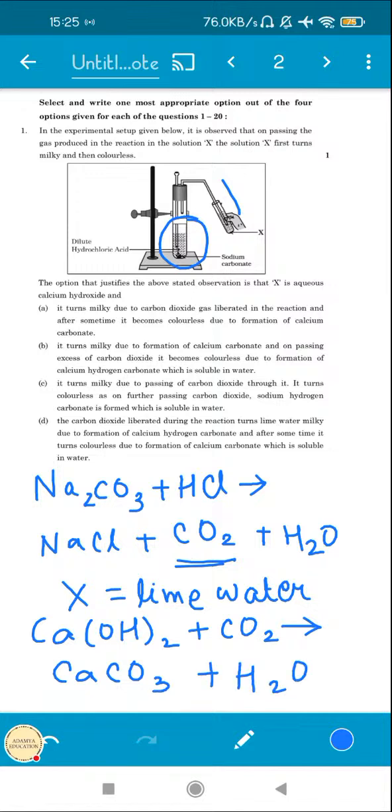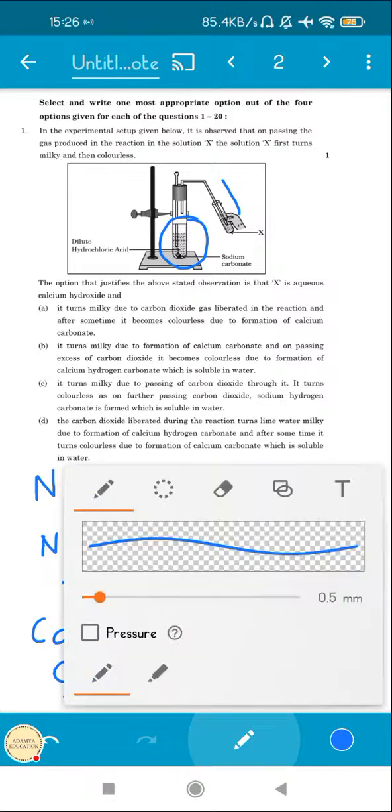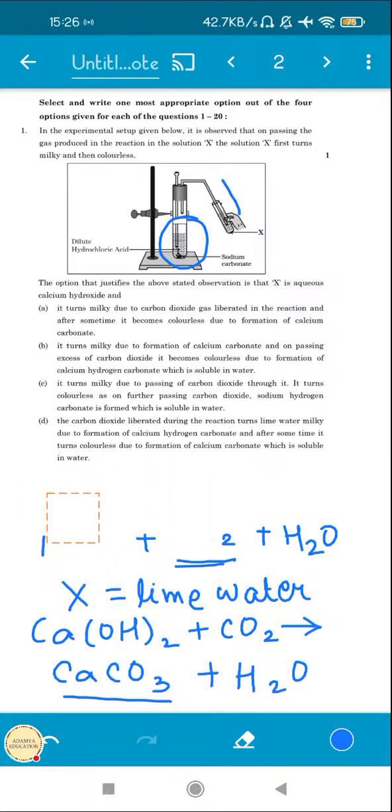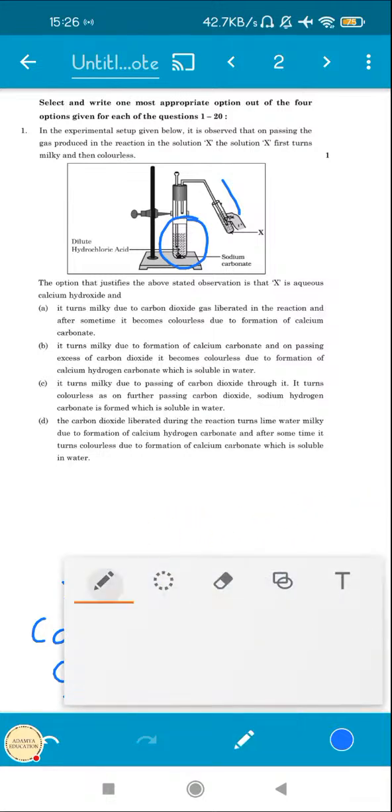So the question can also be asked in a different way: because of which chemical or compound the lime water turns milky, or what is formed due to which the lime water appears milky. It is because of the formation of calcium carbonate. Now, it has been said that on passing excess of carbon dioxide, the milky white color will become colorless. So let's write the third equation for that.